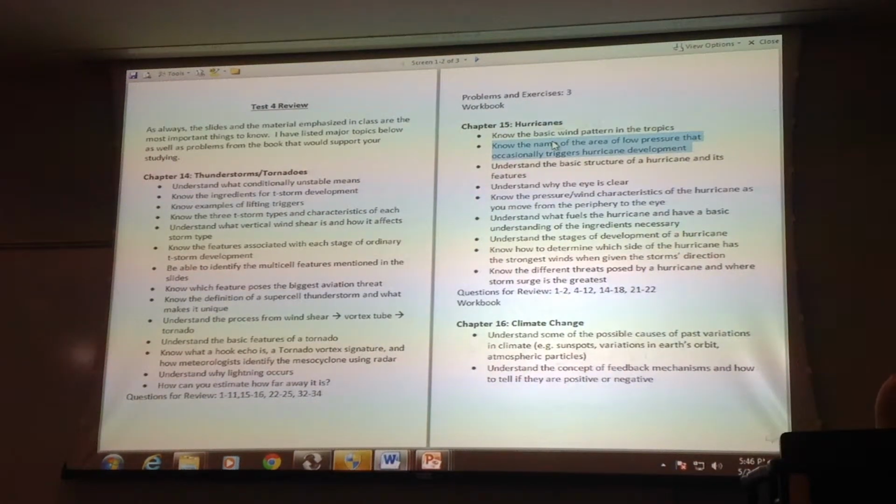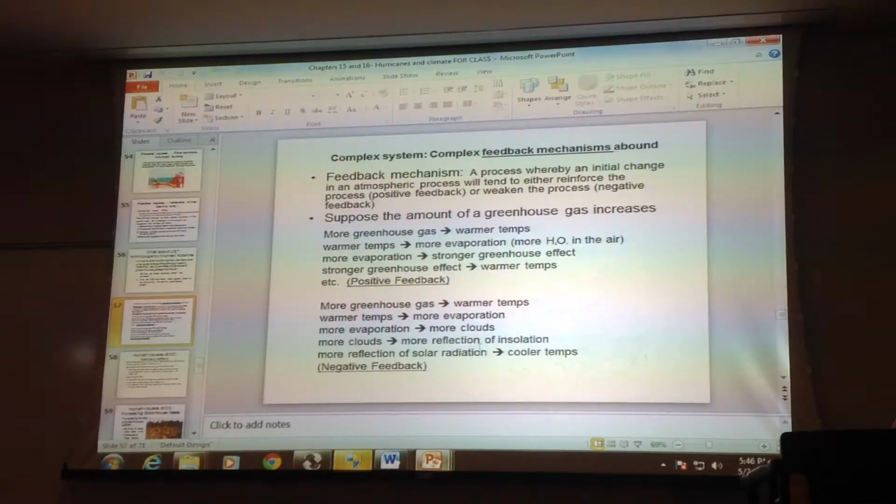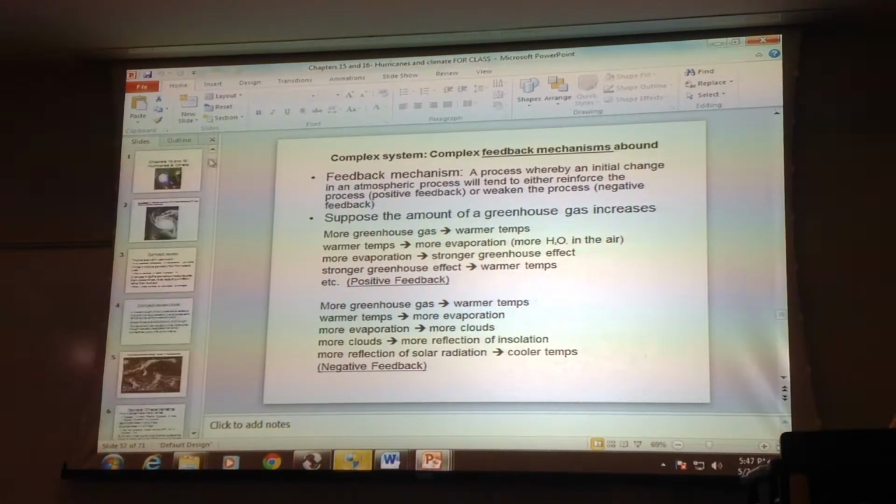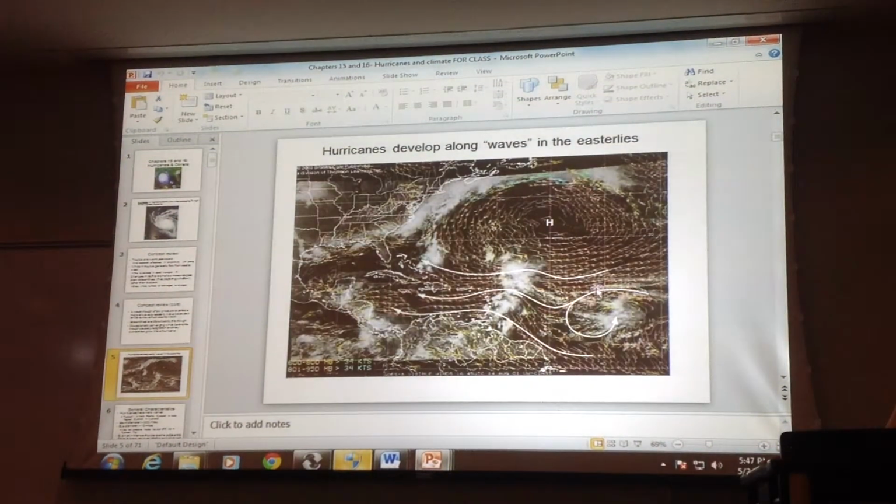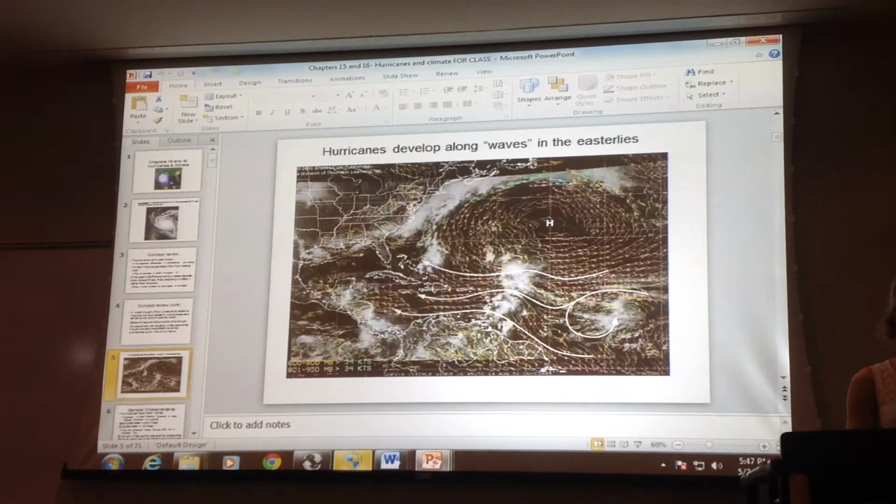What is the name of an area of low pressure that occasionally triggers hurricane development? The very first thing that happens in this whole hurricane life cycle, you have what kind of wave? Remember the name of it? It's an easterly wave. So if we go back to the lecture, you have a little easterly wave that starts to come from the east to the west and creates an area of lower pressure, and then you can have convergence in that area, and that is the beginning of the hurricane life cycle.